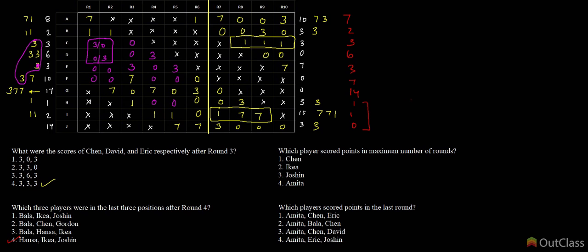Third question: which player scored points in maximum number of rounds? Number of rounds, you will see that I has scored 1, 2, 3, 4, 5. The next highest is 4 for C and A, I think. A few of them have 4, but only I is 5. Last question: which players scored points in the last round? That would be A, C, E. Option 1.